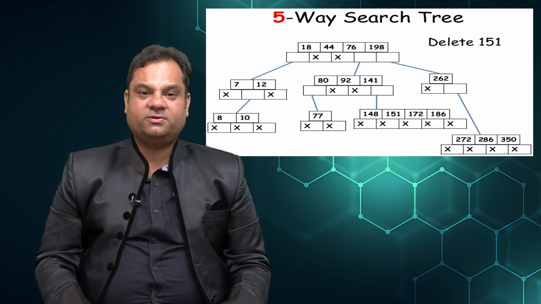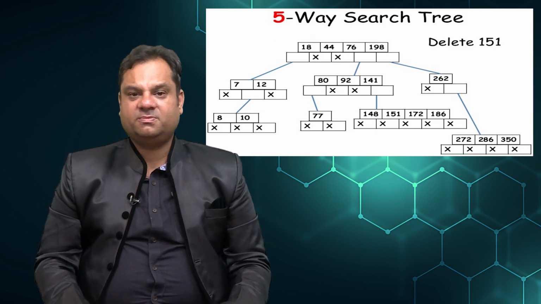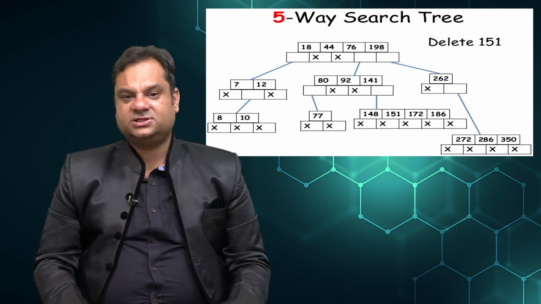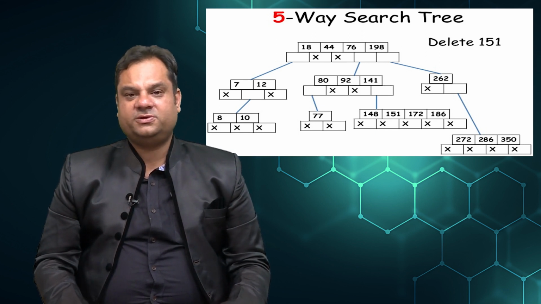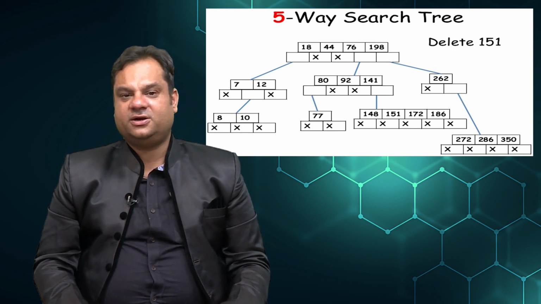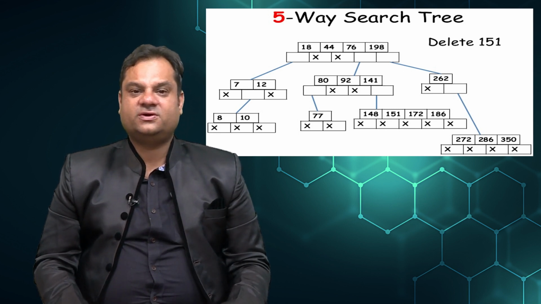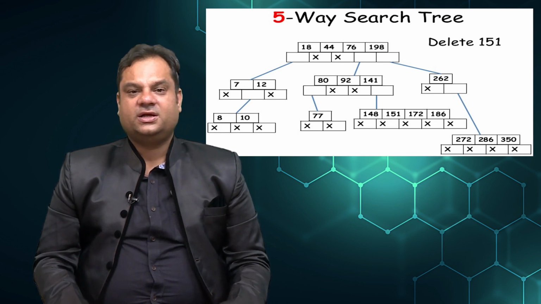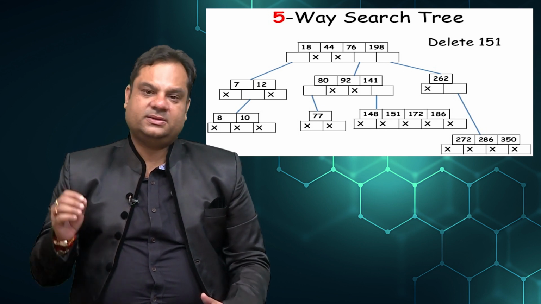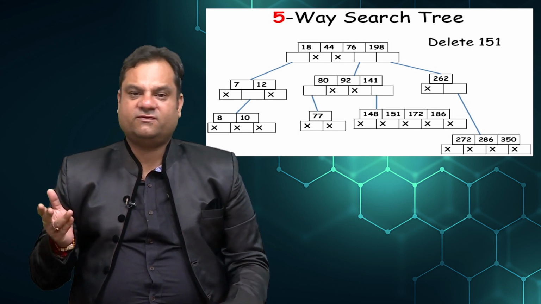Now again the pointer will be shifted to the right neighbor of 44, that is 76. Again comparing, our searching item is greater than 76. The pointer will again be shifted to 198. Now our searching item 151 is less than 198. It means the searching item should be present between 76 and 198.